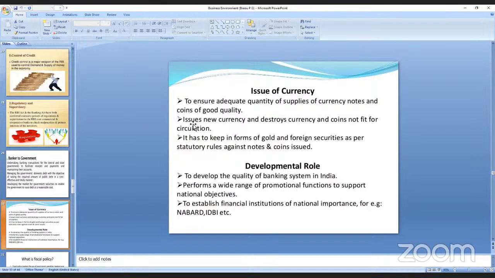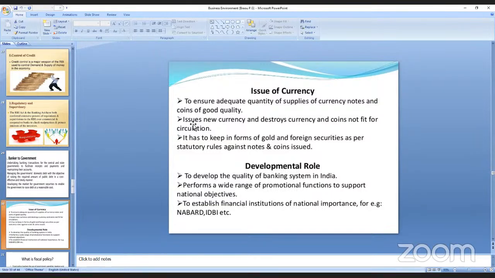When I was very small, I used to see 20 paisa. Now I cannot see it. There is no circulation. 1 paisa also I have seen. That is no circulation. 25 paisa I have seen. No circulation now. 5 paisa. Can you see it now? No. So they'll stop the circulation. They're not fit for circulation.